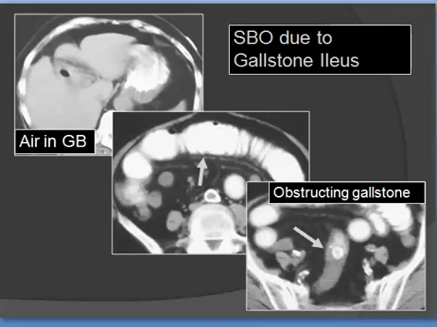Small bowel obstruction due to gallstone ileus. Air may be seen in the region of the gallbladder and dilated loop, and you can demonstrate the stone itself.